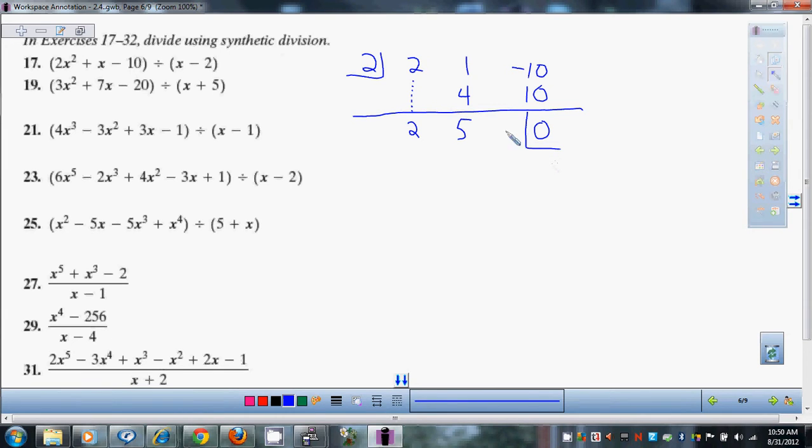Now, let me ask you this. If I had like 7x to the 6th divided by x, what would my answer be? Yeah, you just reduce it by 1, right? Since all of these are dividing by just 1x, then your answer will always reduce 1 power of x from where you started. So since we started with a square, reduce that by 1, and this is just going to be 2x plus 5. 2x plus 5 is your answer.